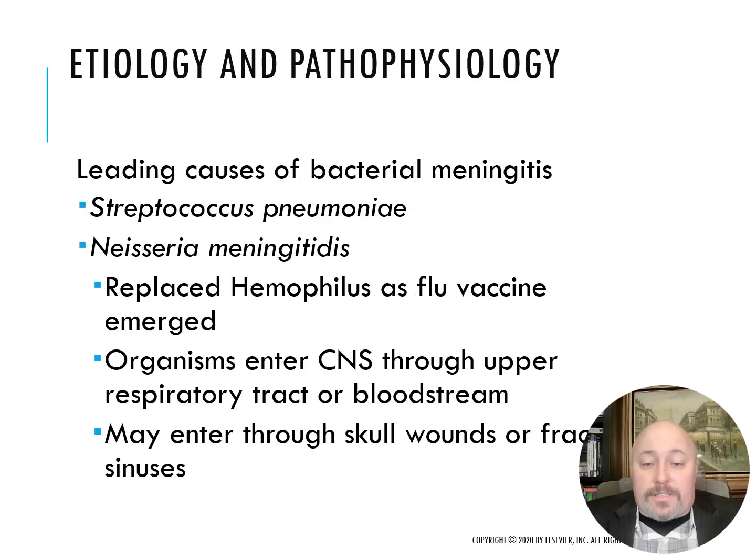The leading causes of bacterial meningitis are Streptococcus pneumoniae or Neisseria meningitidis. It's replaced Haemophilus as the Haemophilus vaccine emerged. Other organisms enter the CNS through the upper respiratory tract or bloodstream, or may even enter through skull wounds or fractures within the sinuses.